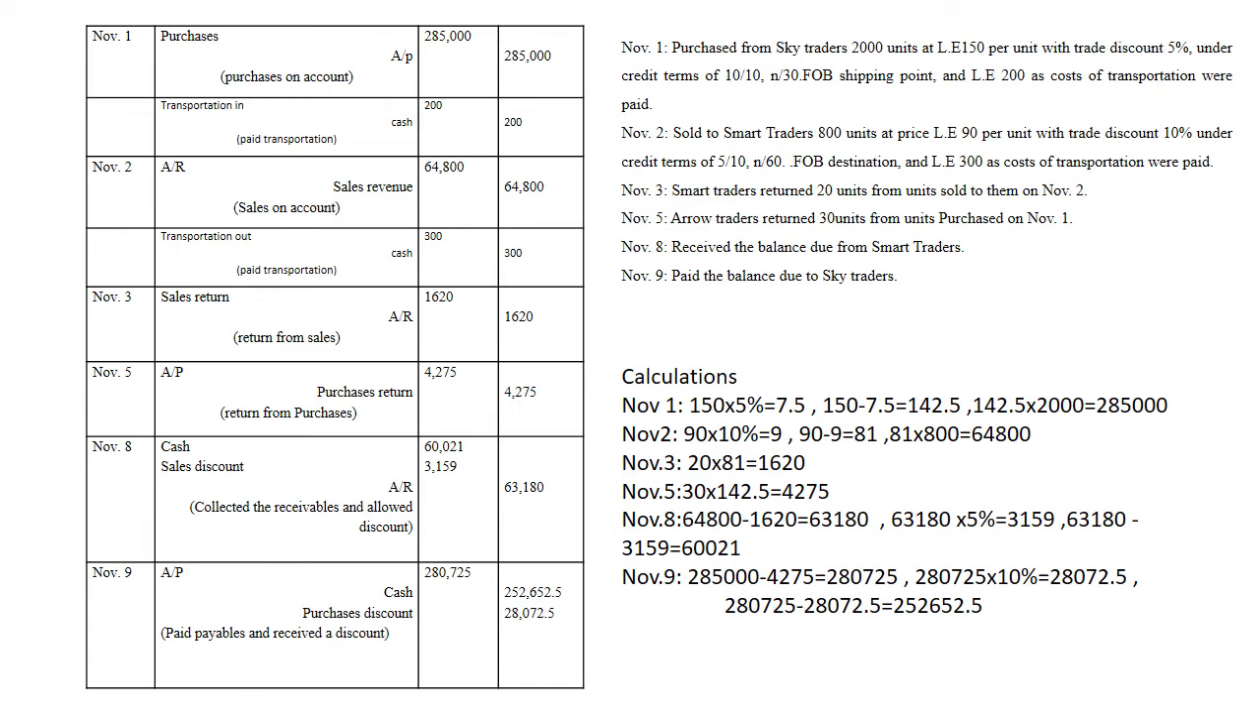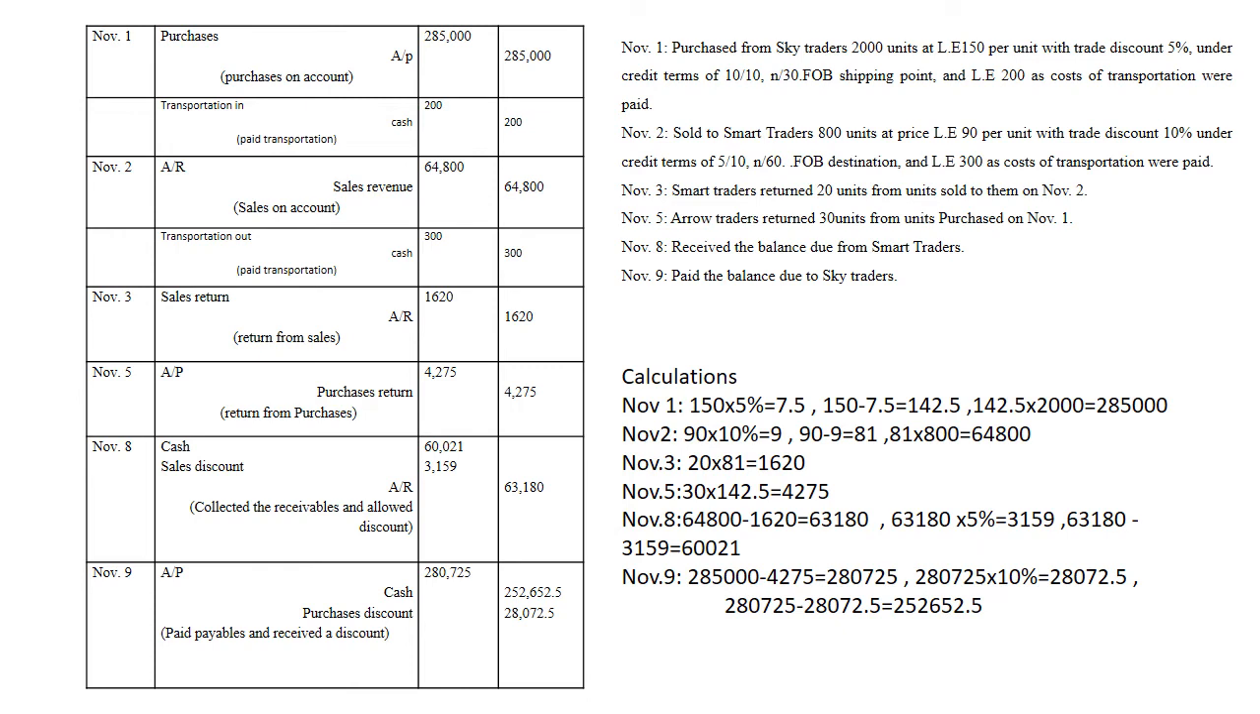To close part of accounts payable, you make it debit, and purchases return credit. You can notice that the journal entry is the opposite of the purchasing journal entry. When we purchased the goods, it used to be debit purchases, credit accounts payable. When there is a return from the purchases, it's debit accounts payable, credit purchases return. At year end, when we prepare the income statement, we are going to subtract all the purchases returns from the purchases to get the net purchases.